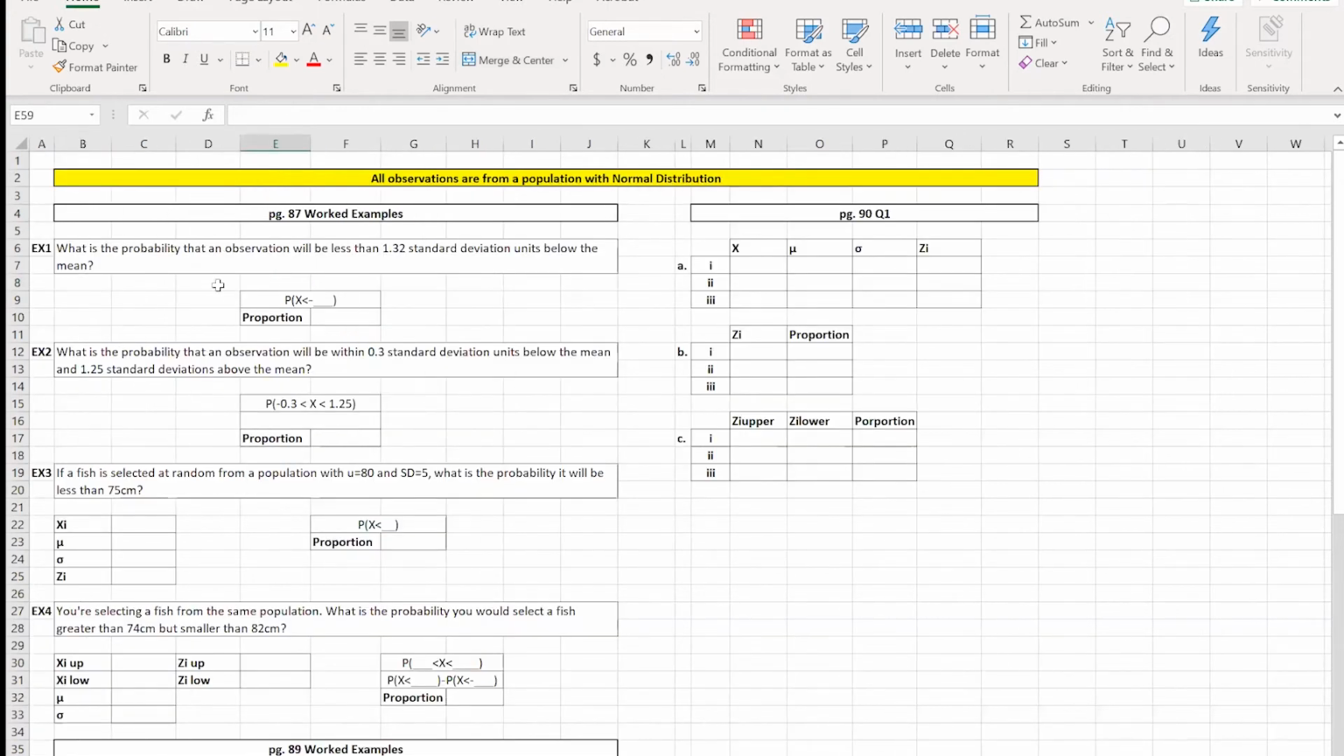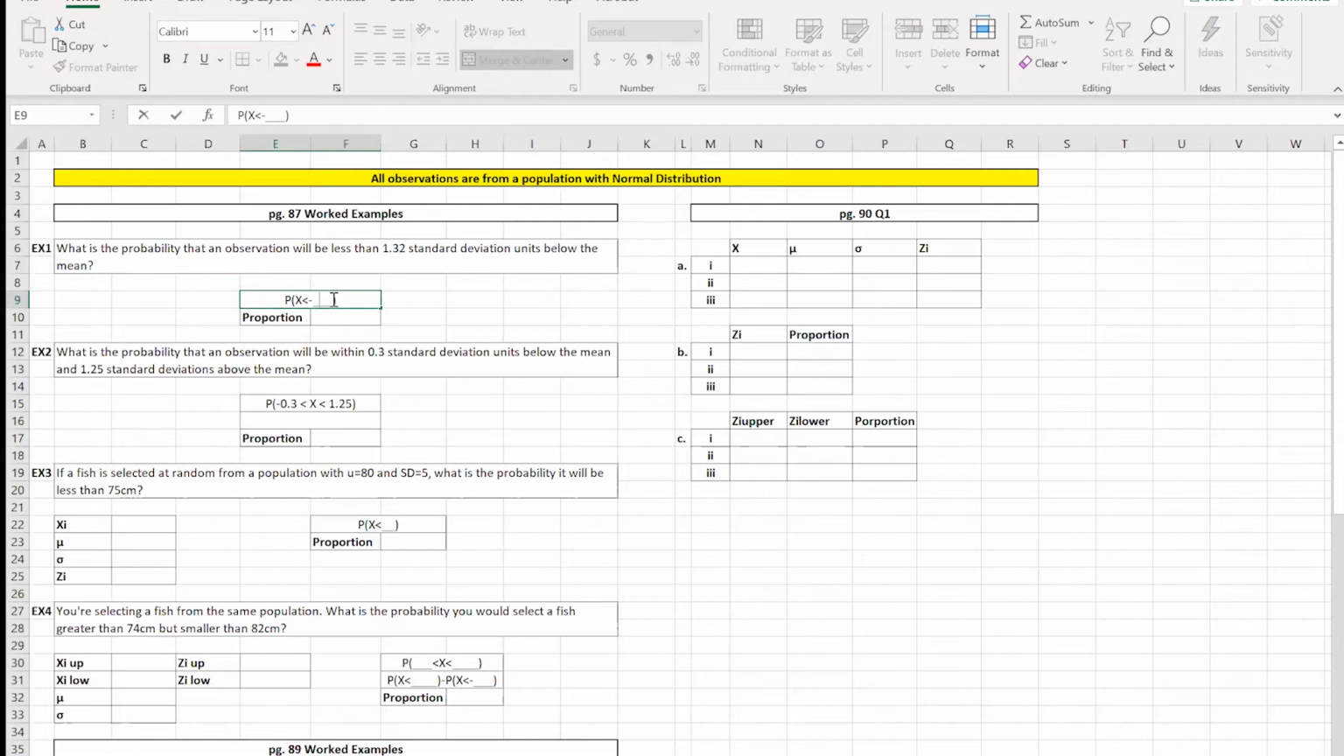Okay, so let's just go through these problems again. These are the ones that I just went through on the PowerPoint, but now we can actually calculate them. So it's the probability that an observation will be less than 1.32 standard deviation units below the mean. That is then a z-score of negative 1.32, because it's below the mean and our mean is 0.